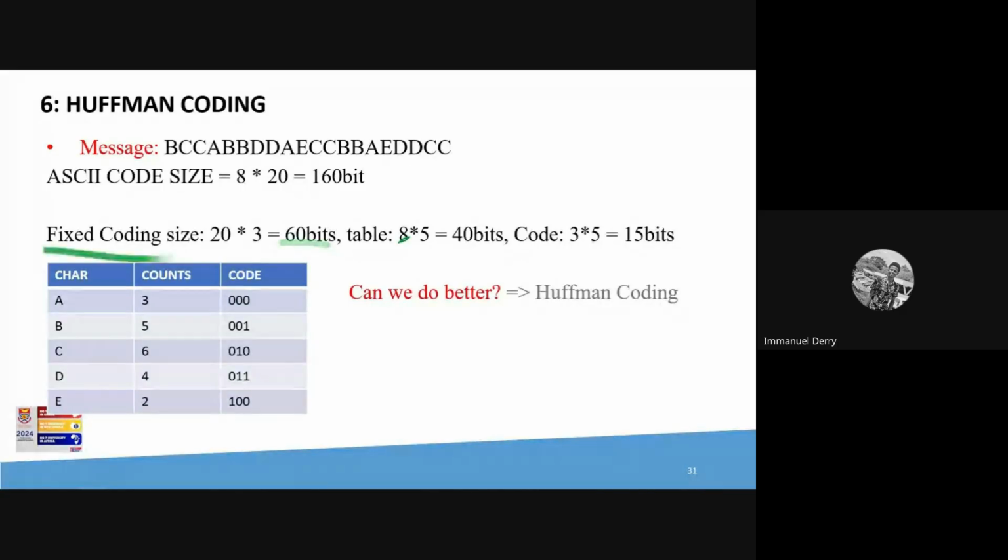But then with a fixed coding size, we need to store what we call a table. We need to construct a table, right? And this is the size of the table that we need. So the standard 8-bit character times the unique characters we have in the message, which is this message here. So if you want the unique characters in this message, you are going to get 5 of them. So 8 times 5 is going to give us 40 bits.